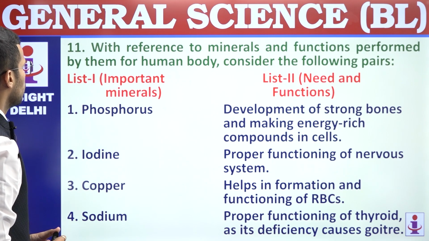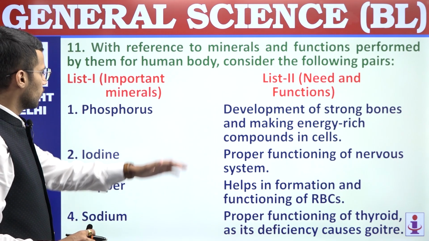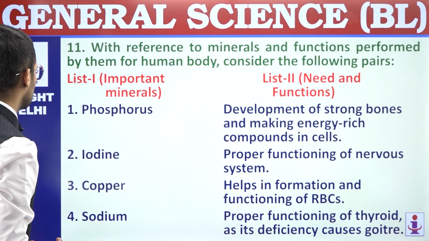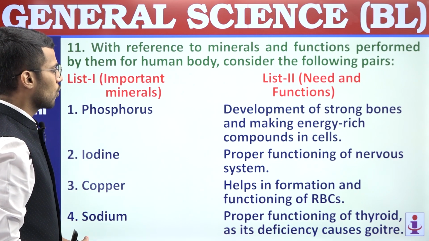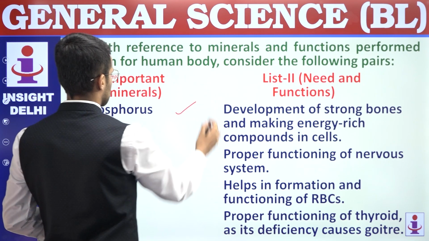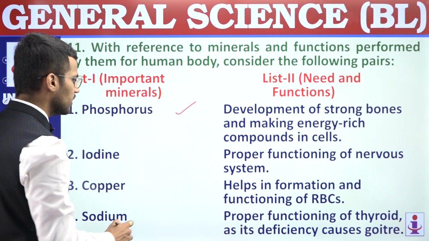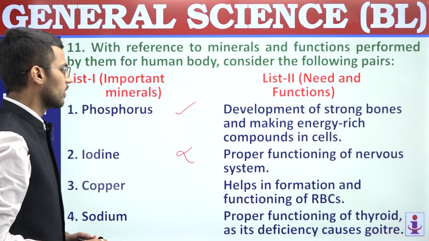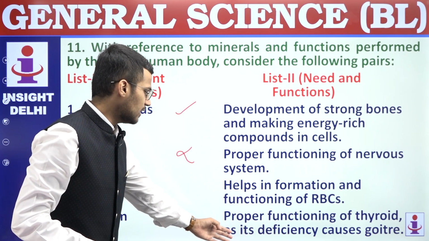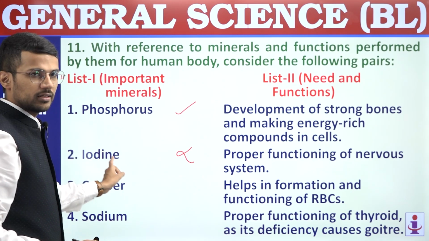Next, question number 11. With reference to minerals and functions performed by them for the human body, consider the following pairs. So on one hand, we have important minerals, and on the other, the need and function of those minerals. First, phosphorus, development of strong bones and making energy-rich compounds in cells. So that is the work of phosphorus. Correct statement. Second, iodine, proper functioning of nervous system. So iodine is not responsible for proper functioning of the nervous system. Rather, it is responsible for proper functioning of the thyroid, as its deficiency may cause goiter, right? So the first pair is correct, the second pair is incorrect.